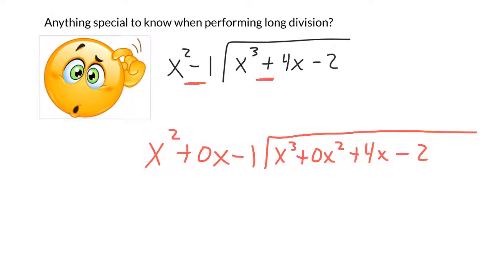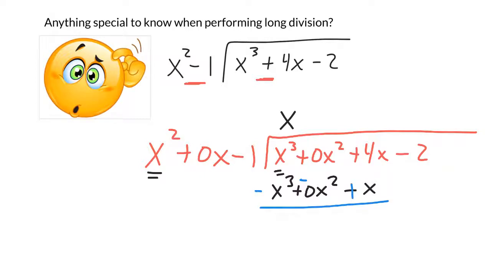So let's start with this now. What do we take times x squared to get x cubed? Just simply x. Let's take x times x squared and get x cubed. Let's take x times 0x and get 0x squared. Let's take x times negative 1 and get negative x. And now we will simply change the signs of all those and realize x cubed minus x cubed is 0x cubed, 0x squared minus 0x squared is 0x squared, and 4x plus x is 5x.